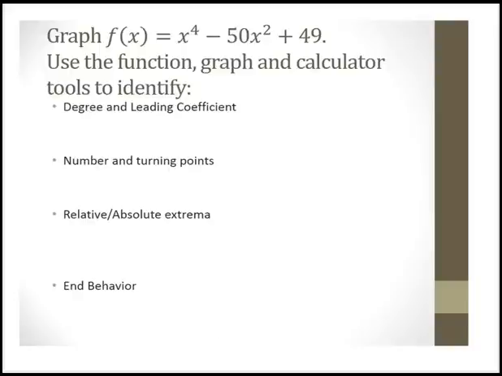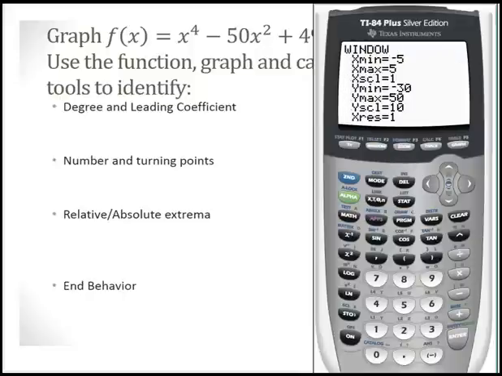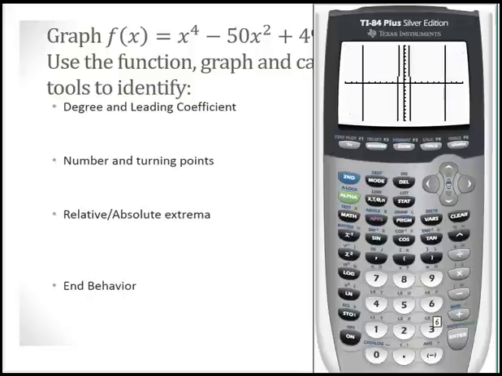Alright, so let's go to the graph, my y equals screen, and clear this out. I have x to the fourth minus 50x squared plus 49. And let me go ahead and go back to the standard window to start. So I'll hit zoom 6 to go back to the standard window.